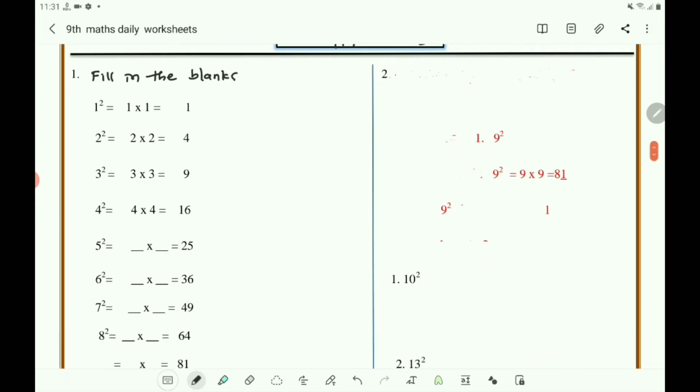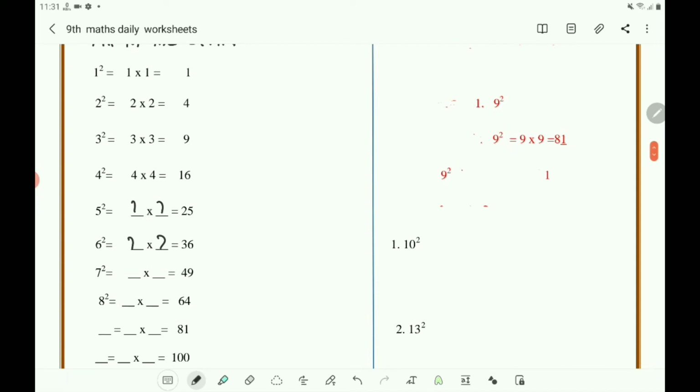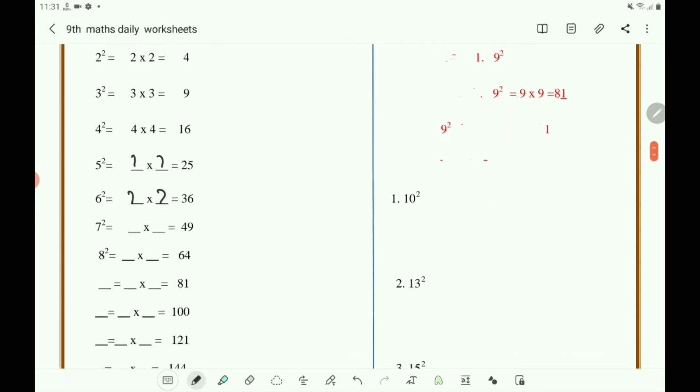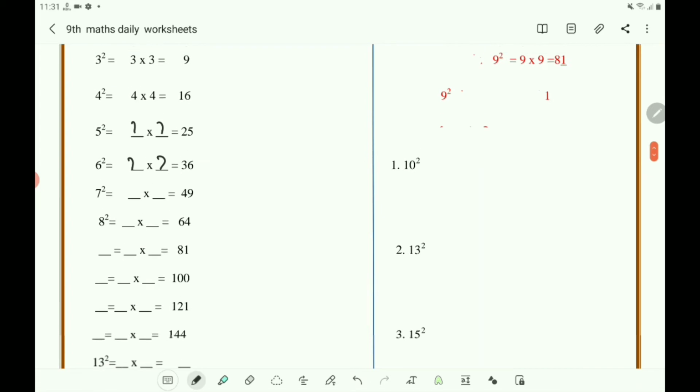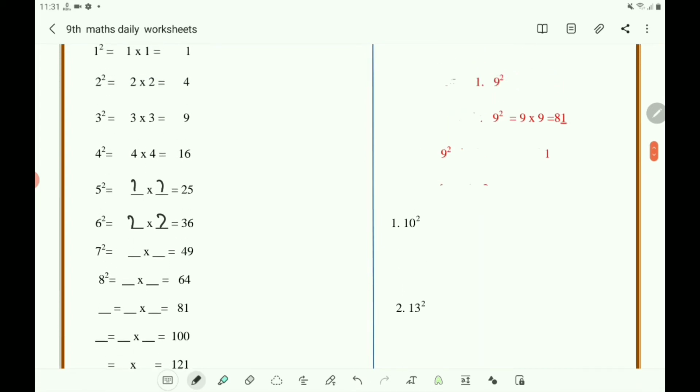Here some gaps are left. You must fill those blanks. Here fill the blanks. Here also you must fill the blanks. And you know that this is the activity on the basis of the squares. And you know the square number, and also you know the method of finding the square number.